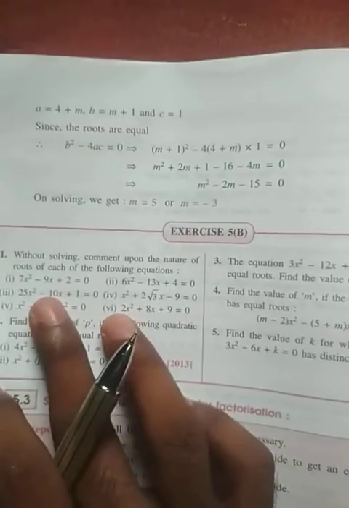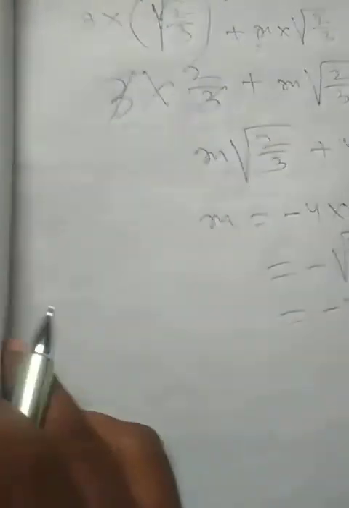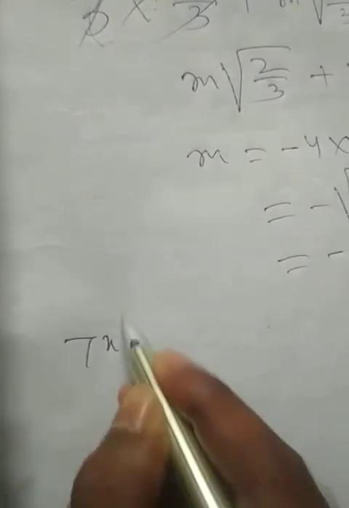Okay, in the next exercise, that means exercise 5b, you have to check what type of root there is. Like the math given in exercise 5b: 7x square minus 9x plus 2. You have to check what type of root that is.